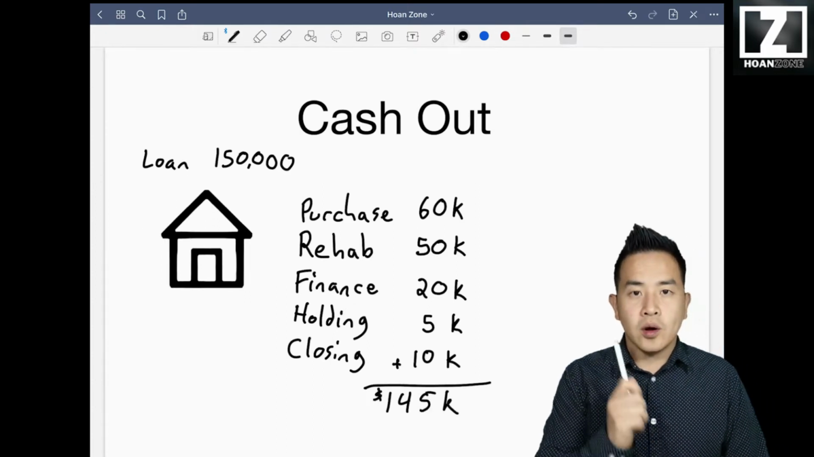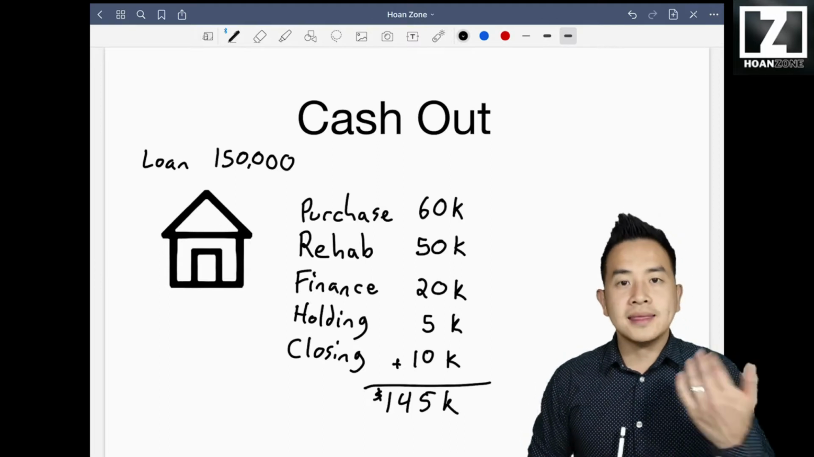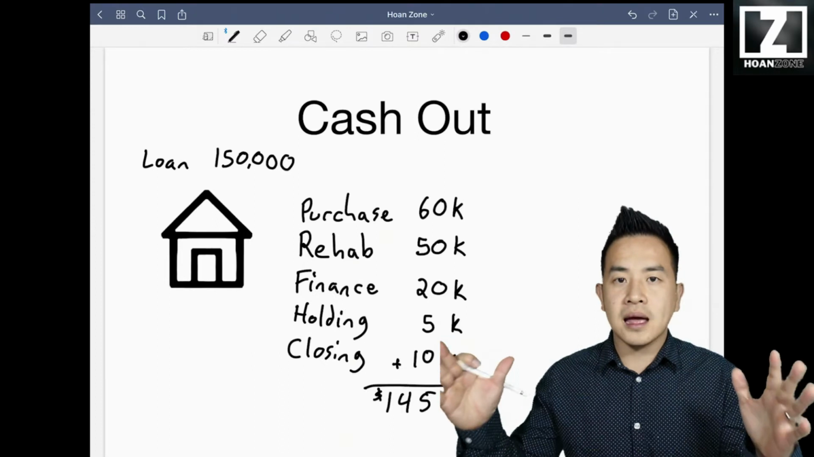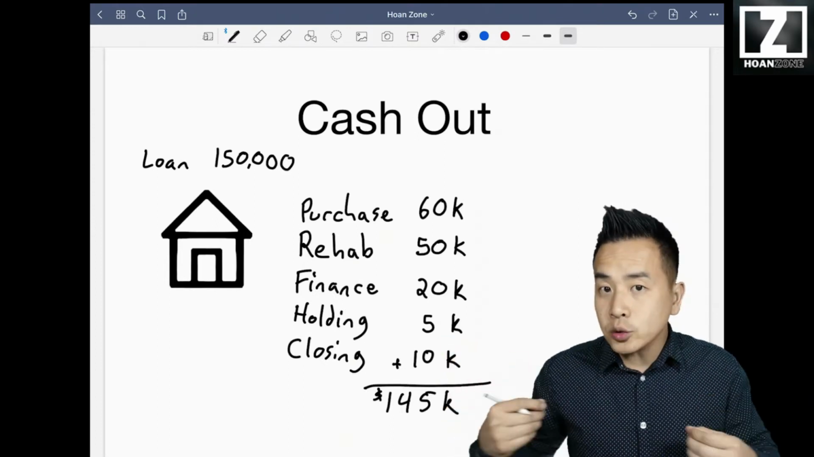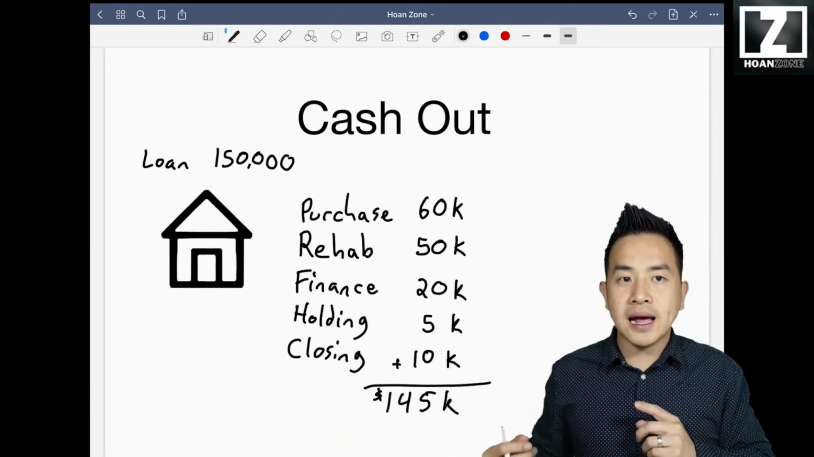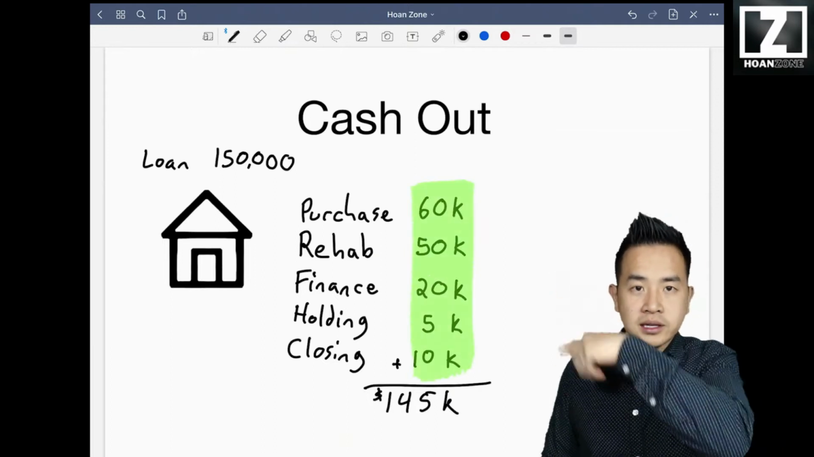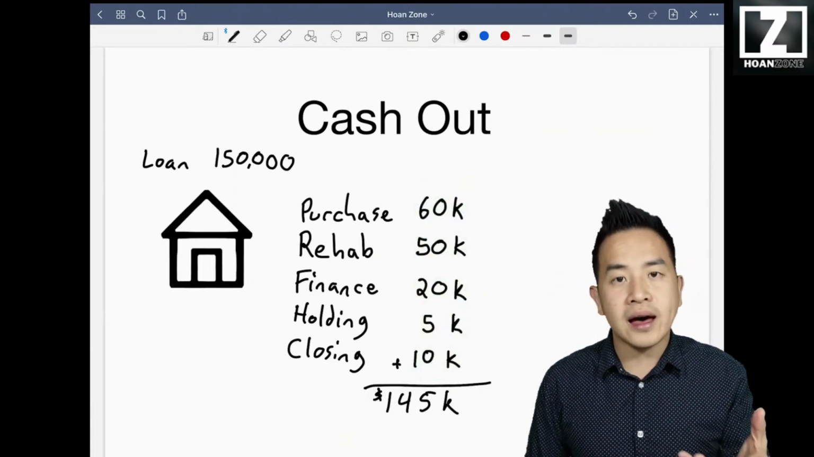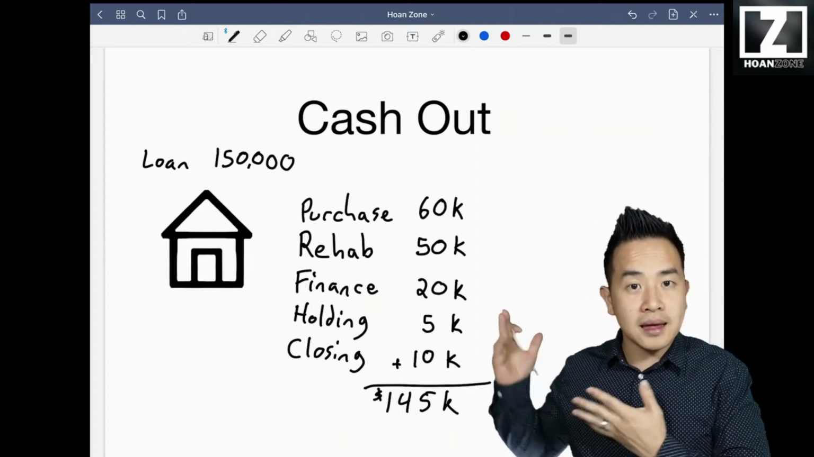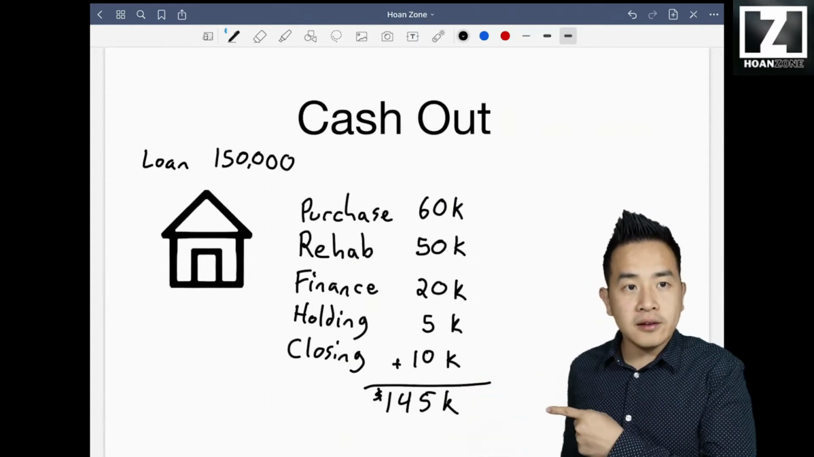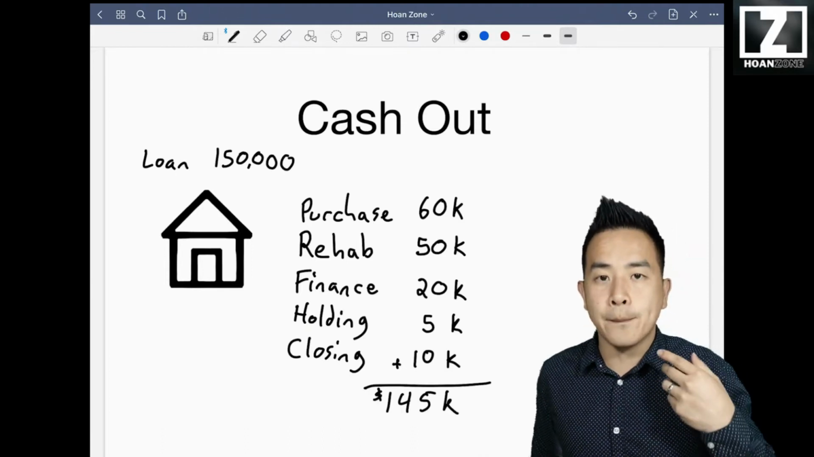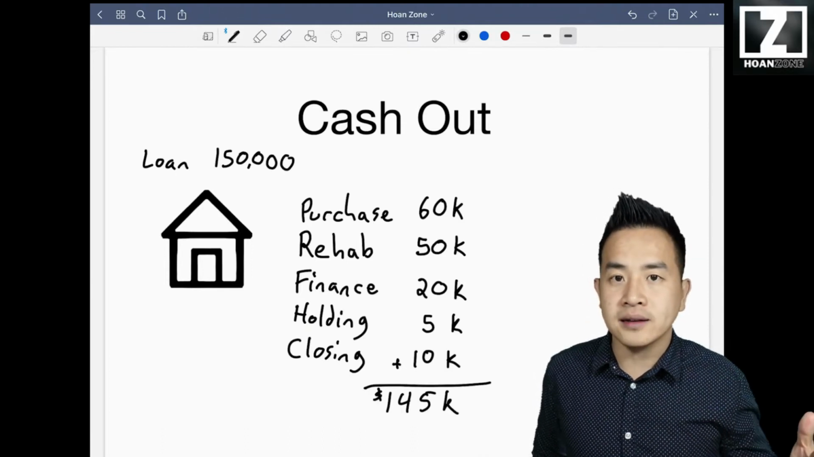When I add all of that up, I come out with $145,000. What that means is when I get that loan for $150,000 and I pay back everybody who lent me money, including myself, to buy and rehab this property, all of these costs here, this means I get to walk away with $5,000. That's what I mean by cash out. My all-in right here at $145,000 is $5,000 less than what the bank gave me when I refinanced the property.